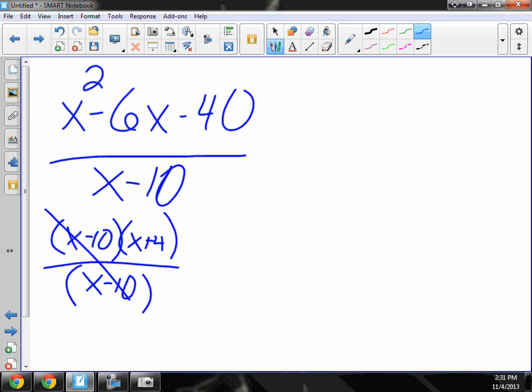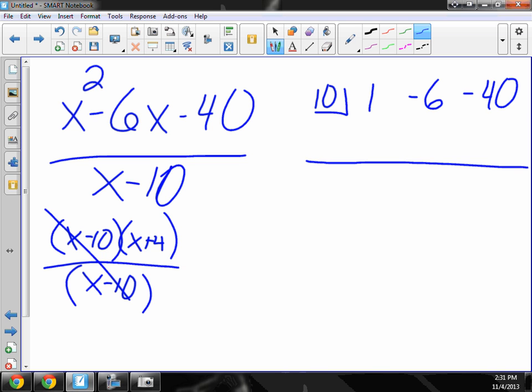Okay? We could also use synthetic division. Do you remember that? Synthetic division, you look at the denominator. What is the root of the denominator? 10. Because what number makes this 0? 10. Okay? And now I put the coefficients up here. 1, -6, and -40. Okay? What do I do? Well, we bring down the 1.